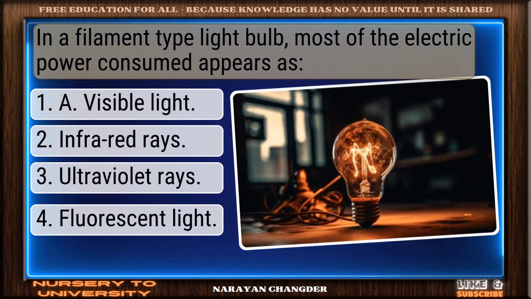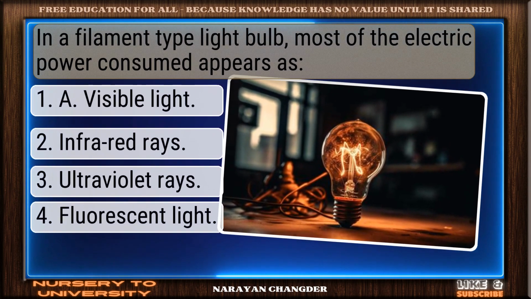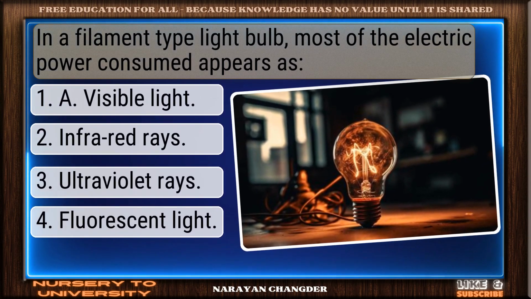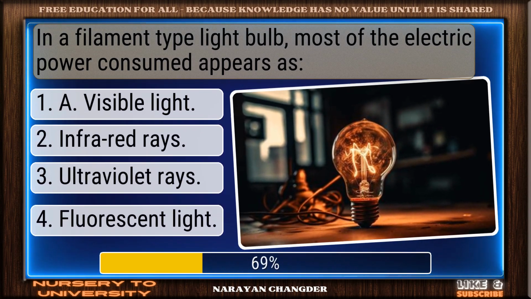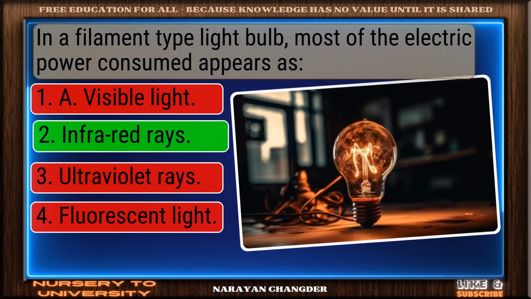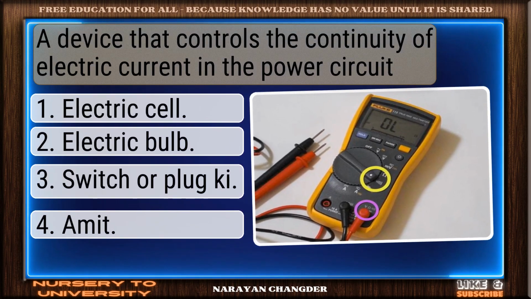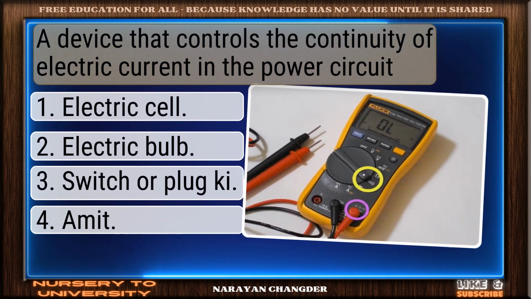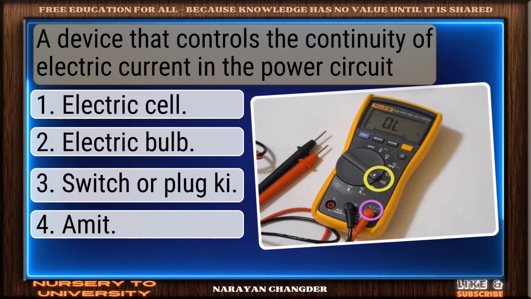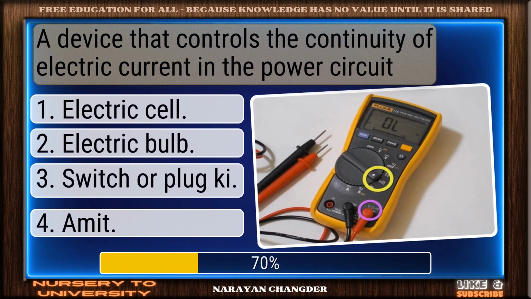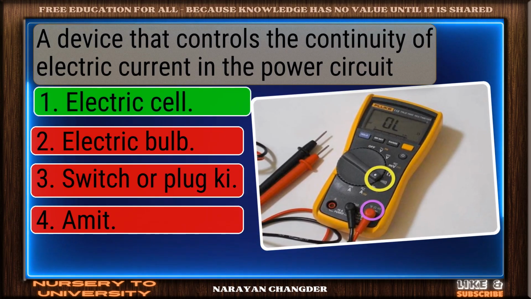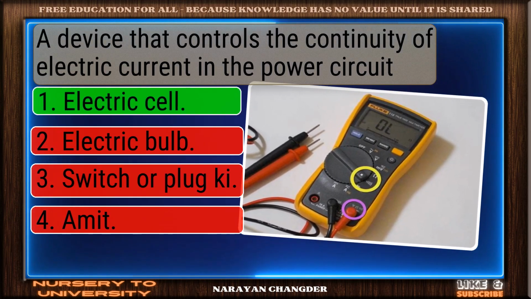In a filament-type light bulb, most of the electric power consumed appears as... Excellent choice. Infrared rays is right. A device that controls the continuity of electric current in the power circuit. Smart pick. Electric cell is correct.